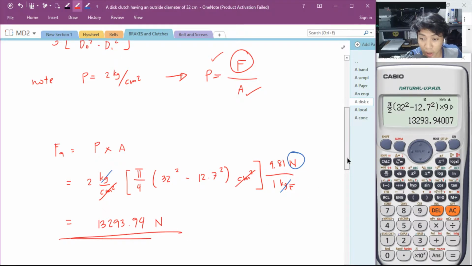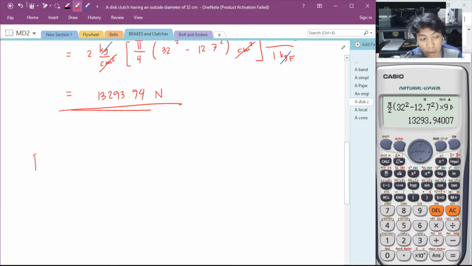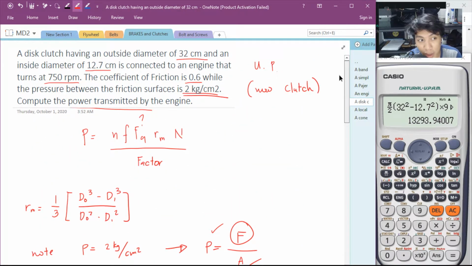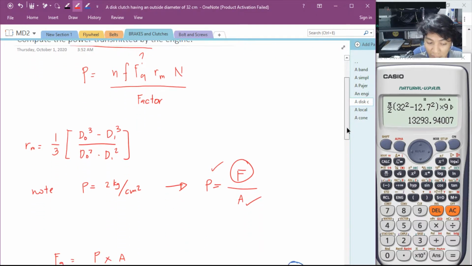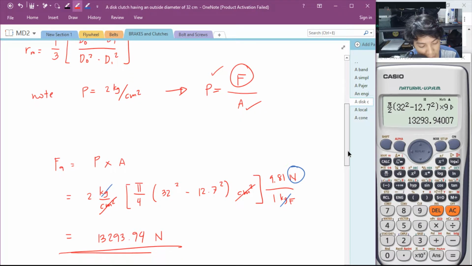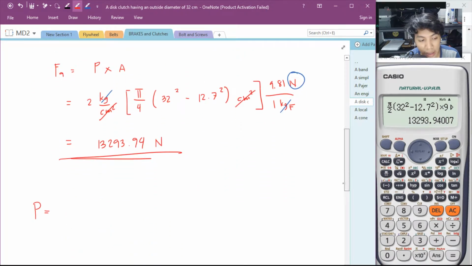Force pa lang yan. We are asked to find yung power. Now, the power transmitted, anong binigay sa'yo dyan? Ilang phases of the disk ang meron ka dyan? A clutch disk. Ibig sabihin, isa lang ang clutch na meron ka dyan. So, N is 1. Yung frictional coefficient mo is 0.6. You multiply it with the force that is applied. Ito yung ngayon nakuha natin, 13,293.94 newtons. Multiply natin siya nung RM.